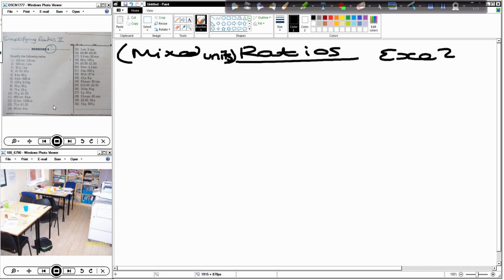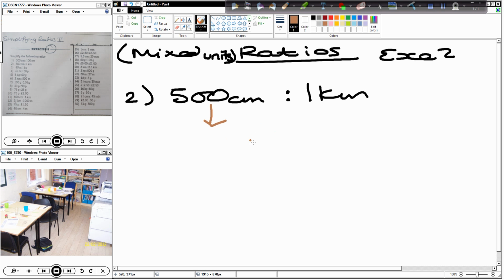Okay, to have a look at a mixed unit question, we need to start, for example, at question number 2. Question number 2, we have 500 centimeters ratio 1 kilometer. Now, before we simplify this type of ratio, we need to make the units the same. So, what do we change the centimeters into, Mr. Ali? We change them into meters, and we change the kilometers also into meters. Make the units the same, consistent.